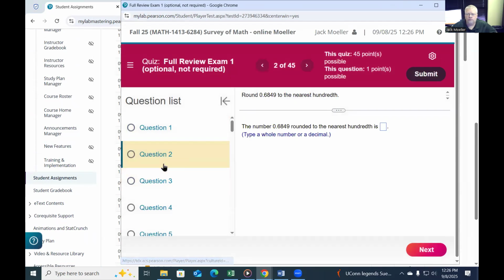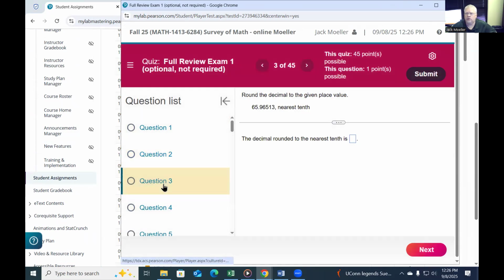So this goes in the order of the actual test. So you're going to start with rounding. So here's nearest hundredth. Do you know the hundredth place value? And just kind of walk through these problems. Nearest tenth, that's the decimal, tenth is the first one, so you're rounding the 9.